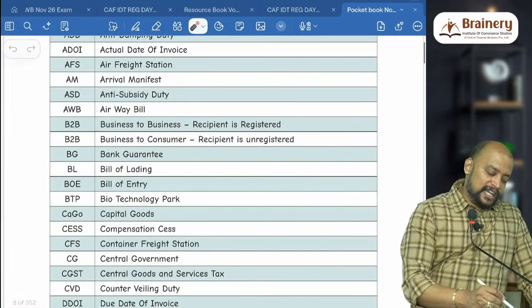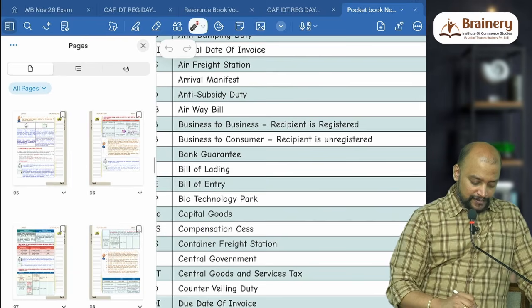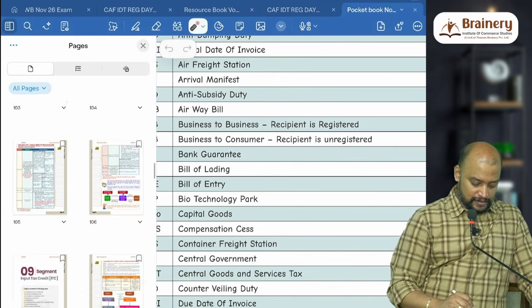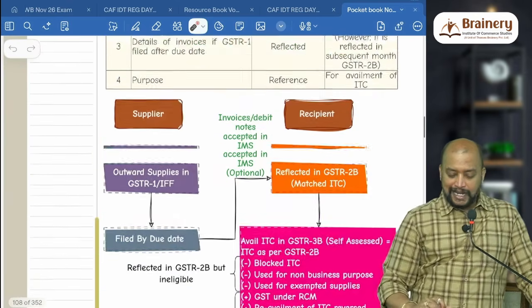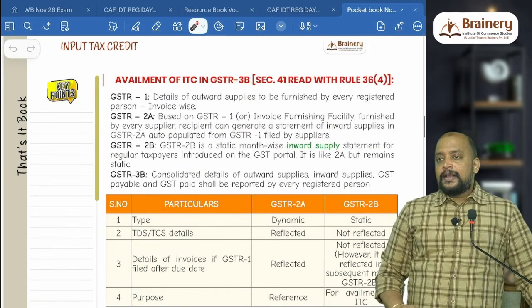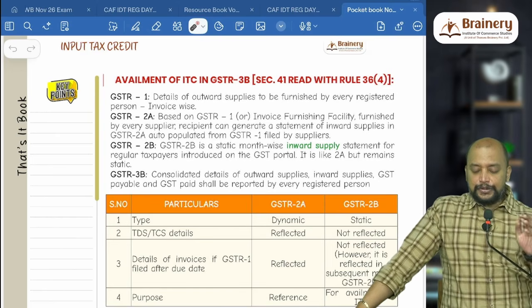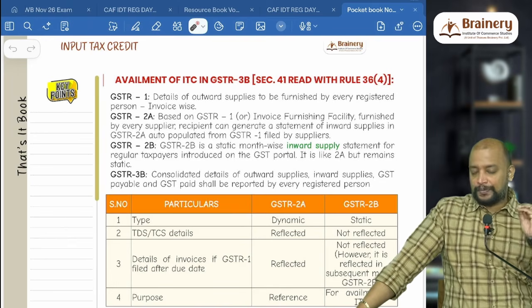Now in this input tax credit chapter, you take page number 98. Page number 98, you see that the first thing that you need to know is about section 41 read with rule 36 sub rule 4.